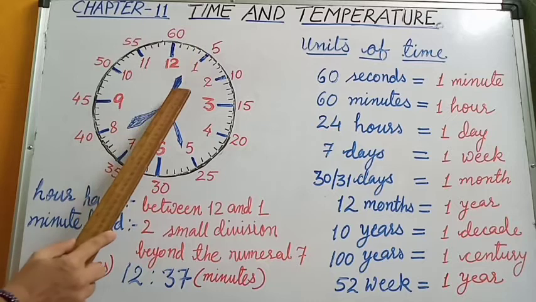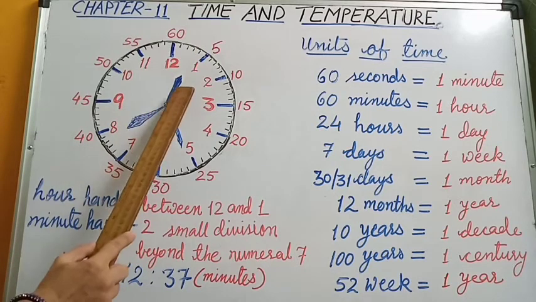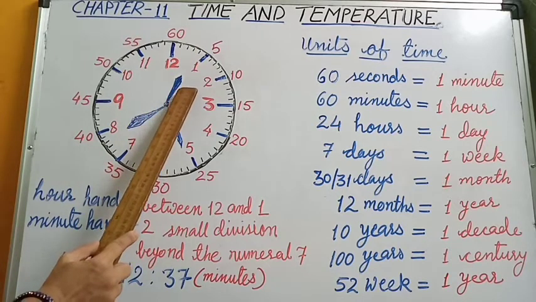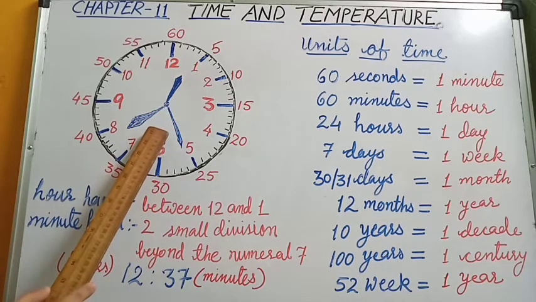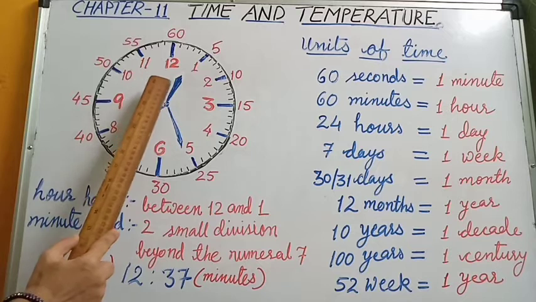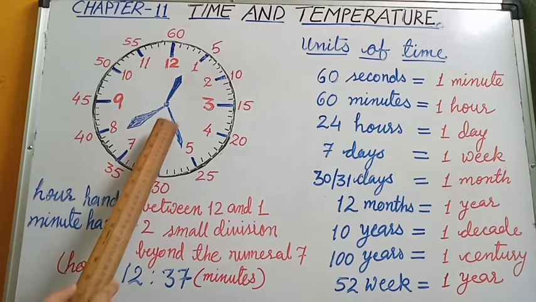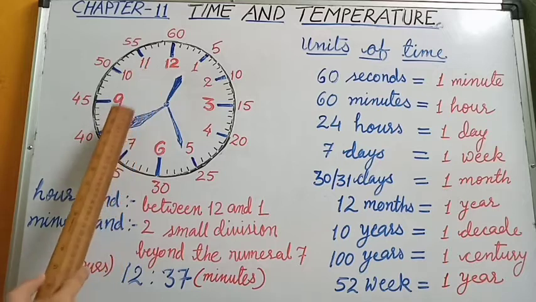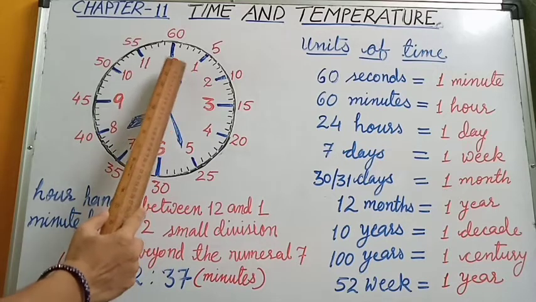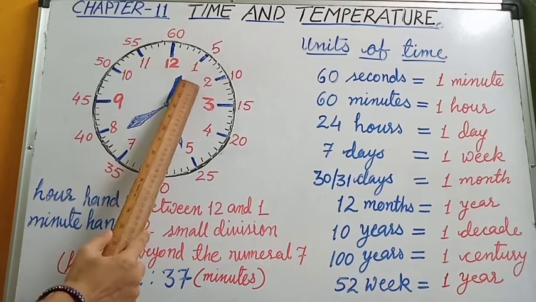Here you can see 3 hands are there. The shorter hand is the hour hand, the longer hand is the minute hand, and the thinnest hand is the second hand. So hour hand, minute hand and second hand, these are the 3 hands of the dial. The minute hand takes 5 minutes to move from one numeral to another.